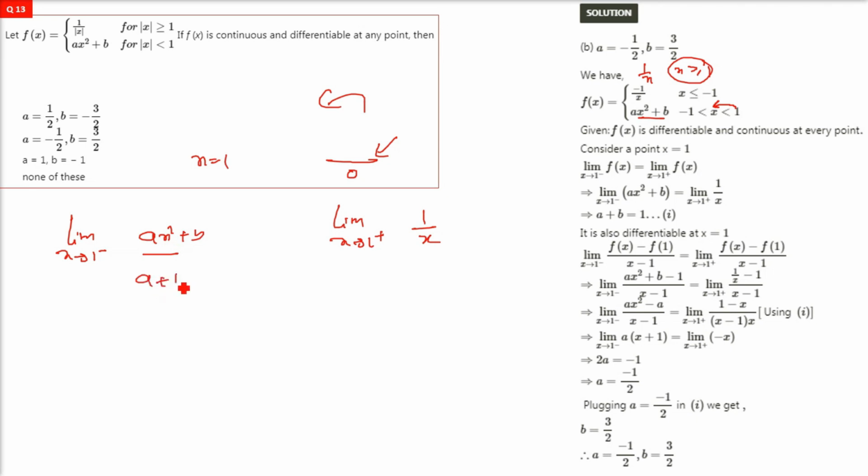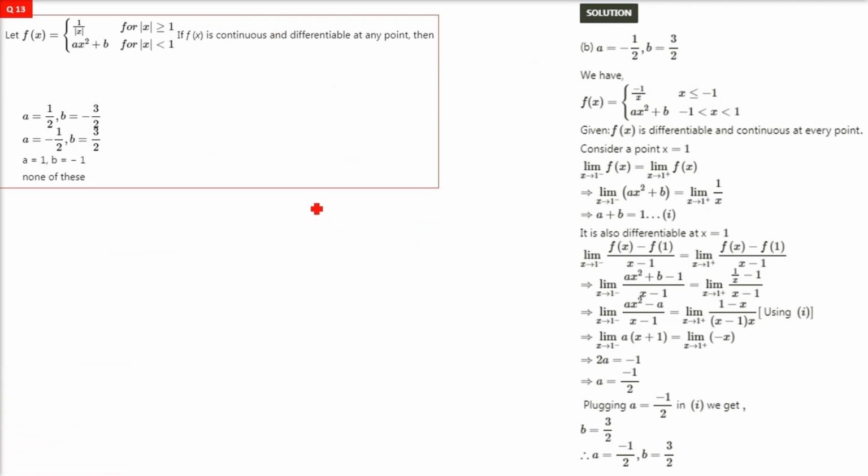So ax square plus b and 1 by x, I am applying 1 directly here. In place of x, I am putting 1. So a plus b and 1. When you know that it is continuous, a plus b equals 1 because the left hand limit and right hand limit are equal. So the first equation is a plus b equals 1. I am clearing it again because we are talking about the differentiability now.